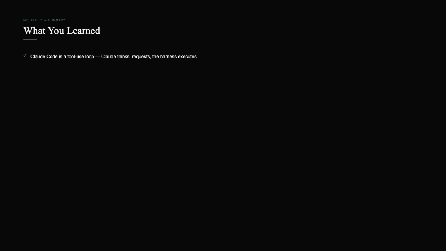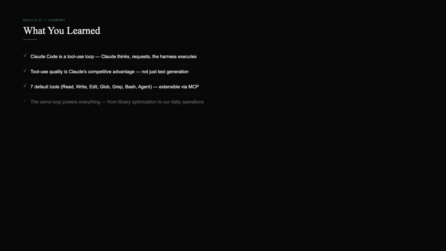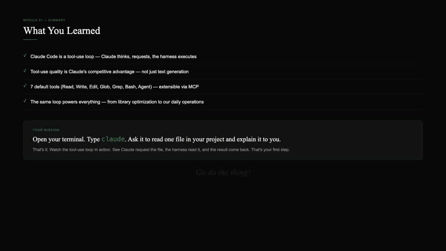All right, so let's wrap up module 1. Here's what you learned. Claude Code is not a chatbot. It's a language model acting through a tool use loop. Claude thinks, requests a tool, the harness on your machine executes it, sends the result back, and Claude thinks again. That loop is everything. Claude is particularly good at this because of tool use quality. It knows when to read, when to write, when to search, when to run a command, and it chains them together, 40 steps deep if it needs to.